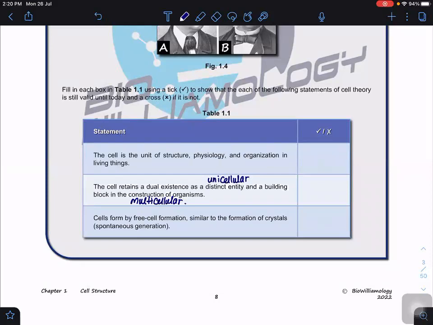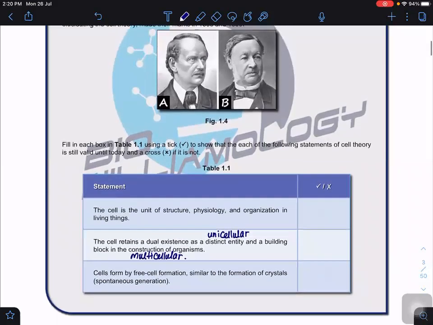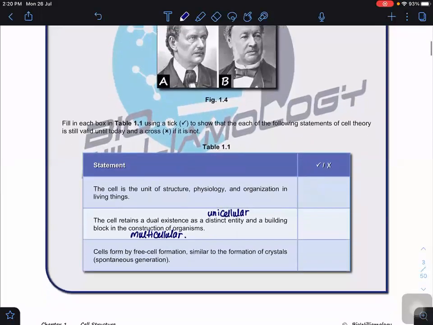Now, a quick one, answer the question here. Out of these three statements, which one or more than one statement is no longer valid today? I mean, with more advanced technology, we know that whatever the statement articulated in the 18th century may not be valid anymore. Put a tick if the cell theory statement is still valid, and a cross if it is no longer valid. Now answer in the check box here.